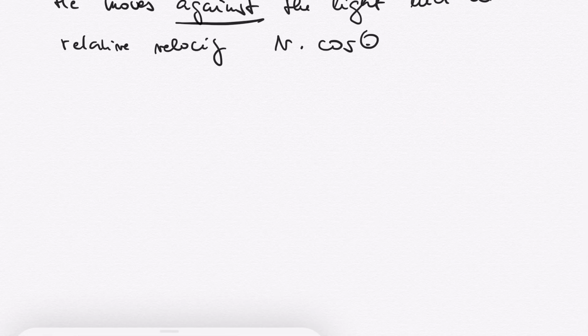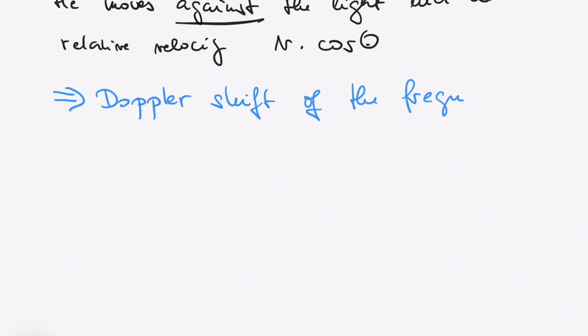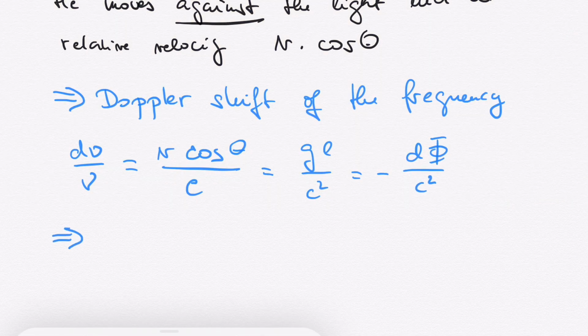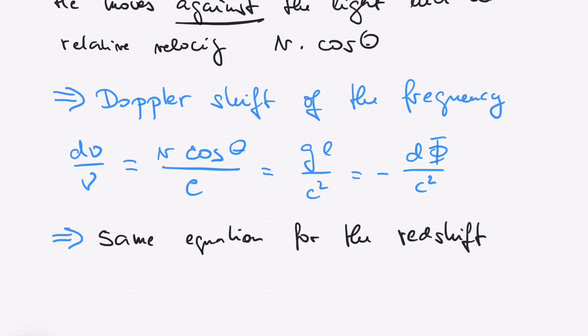Now because of this, he observes a Doppler shift of the light frequency. And the shift of the frequency is given by this relation, which is then gL divided by c squared, which is minus the difference of the potential divided by c squared. And we obtain the same equation for the redshift.